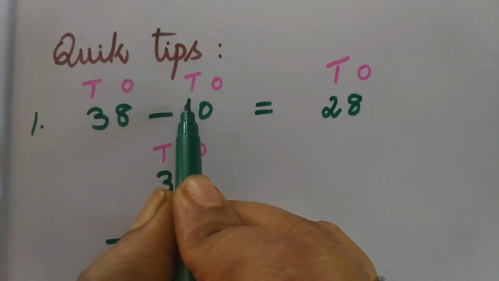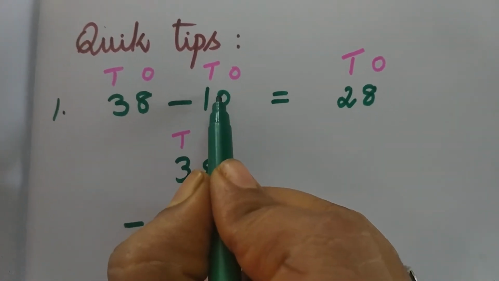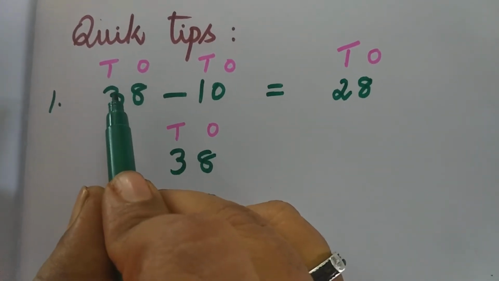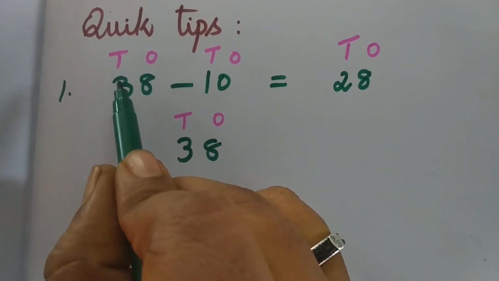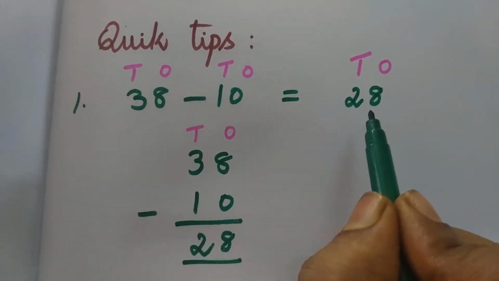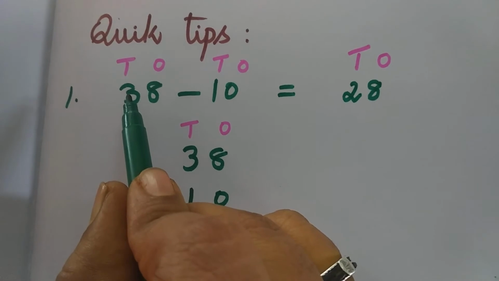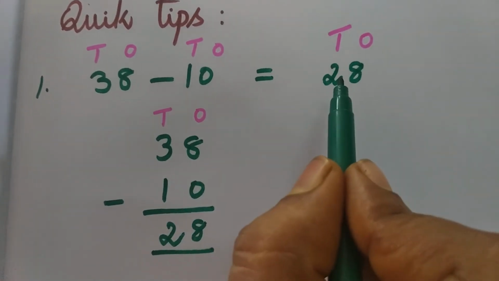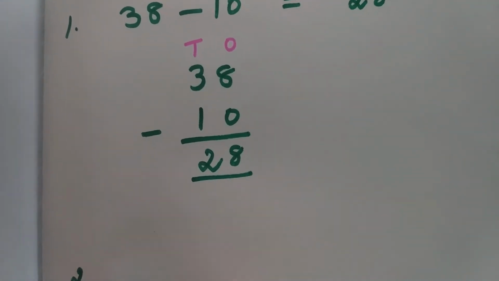Okay, what is the quick tip? In 38 minus 10, the 10 is in the tens place. In tens place we call it as 1/10. We can subtract 1/10 from this number. If you subtract 1/10 from this number, what is the answer? 28. If you subtract 1/10 from the tens place, this number 3 will become 2. In ones place, the same number will be remaining as it is. So 28 is the answer. See, we can see the next sum.